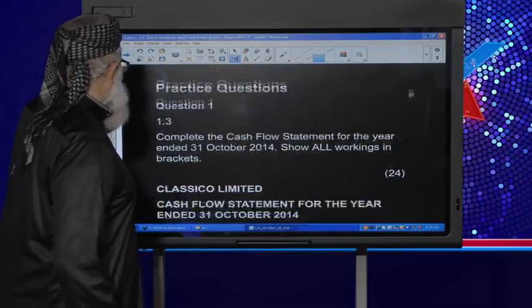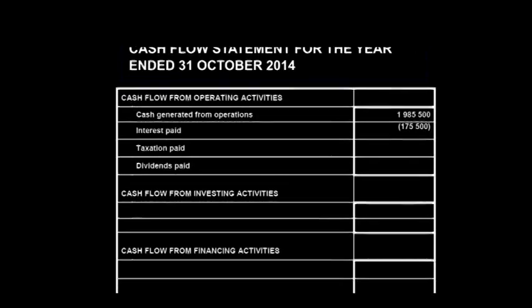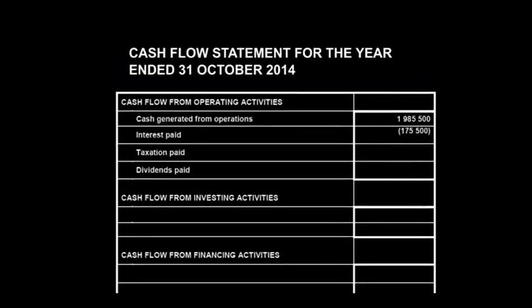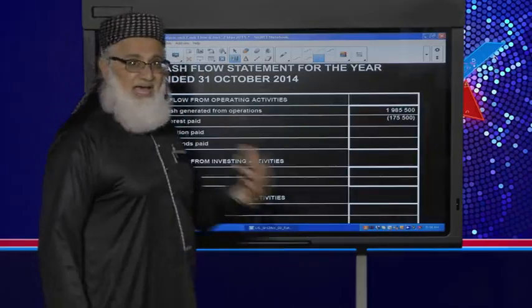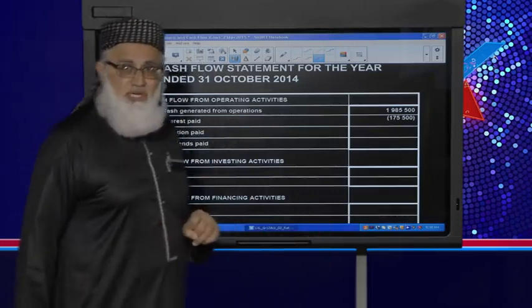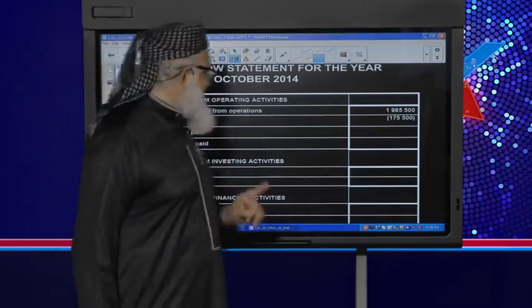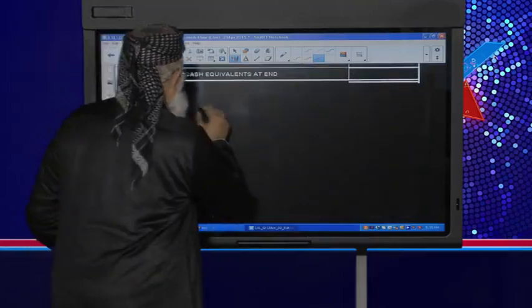The next question said, complete the cash flow statement for the year, showing all your workings in brackets. Now remember, the format of your cash flow statement in this particular example, you are given your cash generated from operations, a given figure. You are given your interest paid, a given figure. You now have to calculate your taxation paid. Right. Now, to calculate taxation paid, watch what we do.